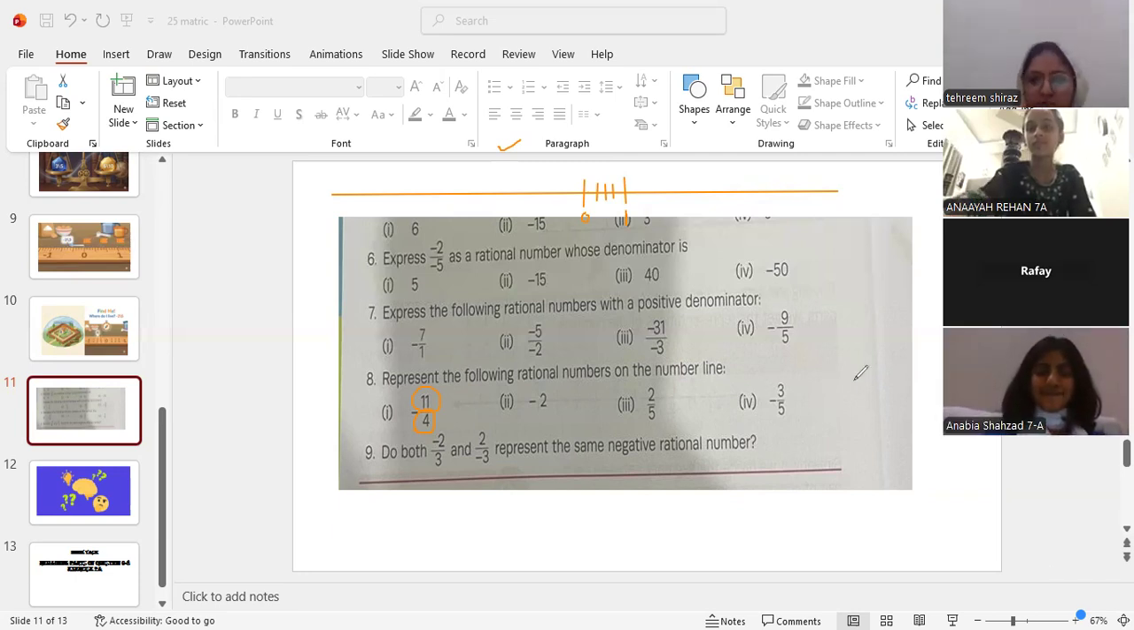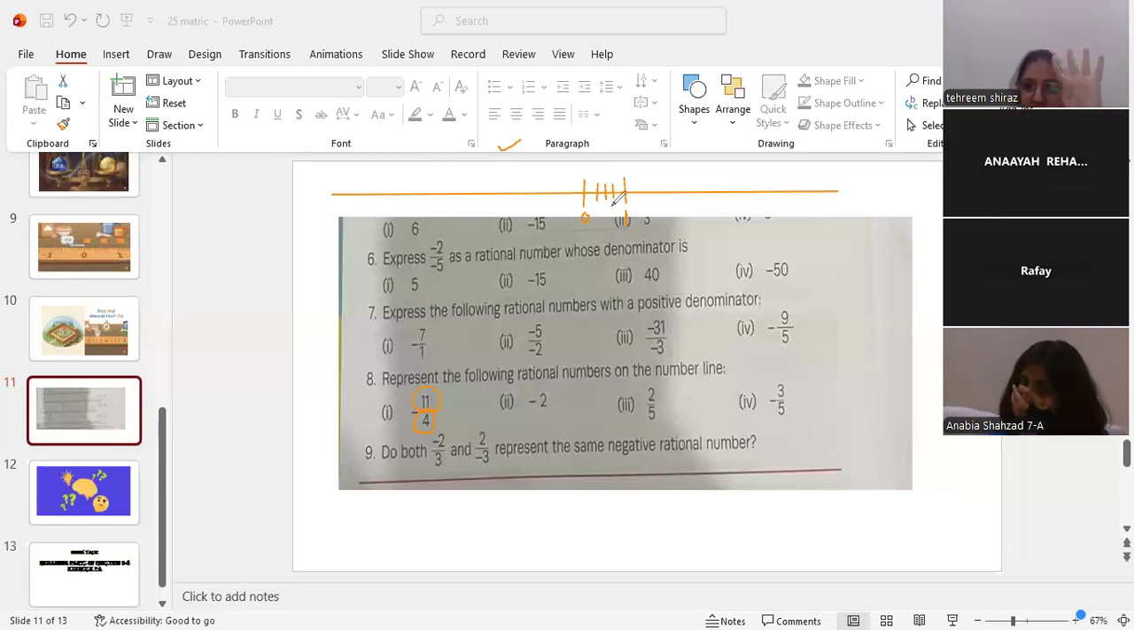Okay. Now, we just mark 4 lines, 1, 2, 3, and the 4th one. At the 4th one, I will write 1. Clear? Now, again, I have to leave 4 spaces, 1, 2, 3, and 4, and there I will write 2. Is this step clear to everyone?